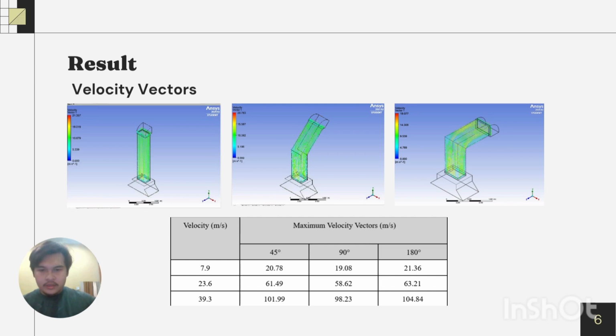The next one is velocity vectors. Again, the same models, the 90 degrees, 45 degrees, and 180 degrees with the same initial velocity. We can see that the 90-degree exhaust fan model, again, reduces the maximum velocity vectors inside the air duct.